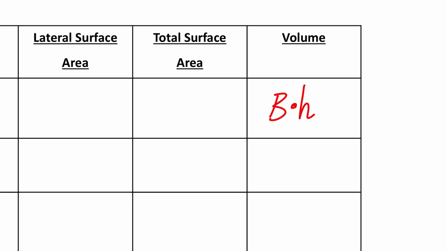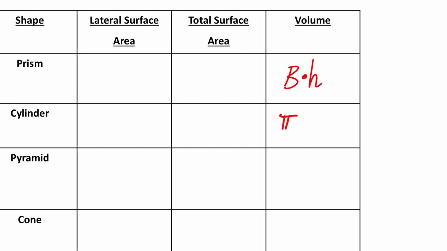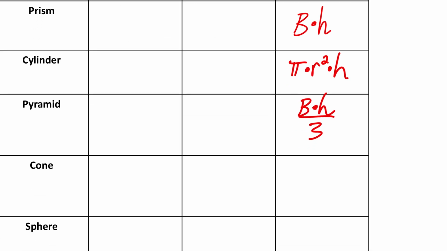B times H, capital B times little h. Volume of a cylinder, pi r squared times h. Pyramid, capital B times little h divided by 3. For a cone, it's pi r squared times h divided by 3.